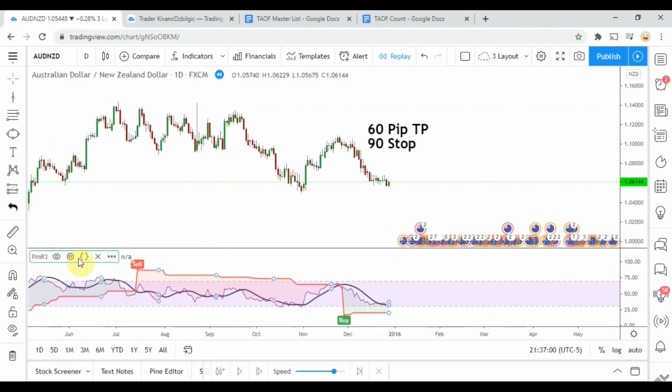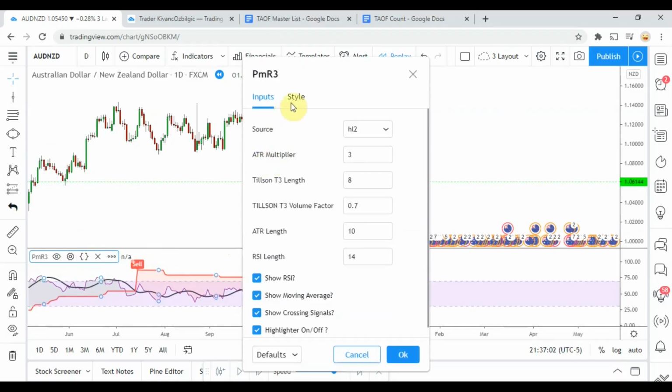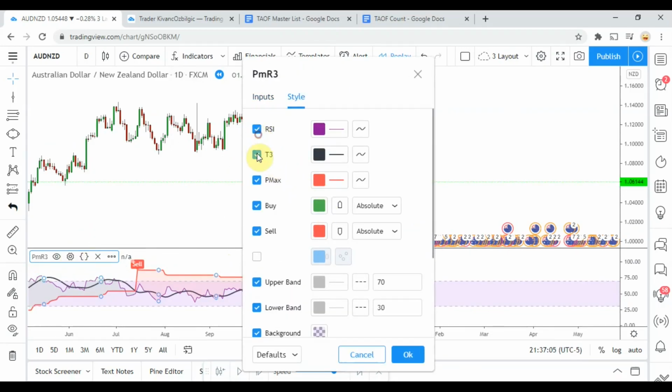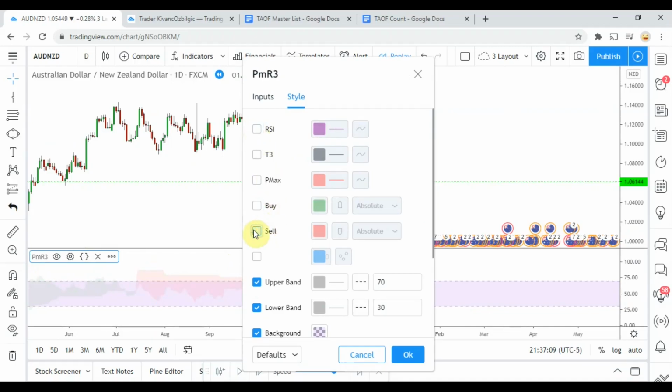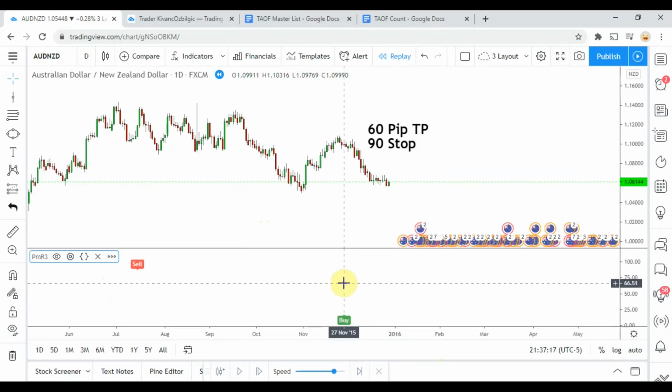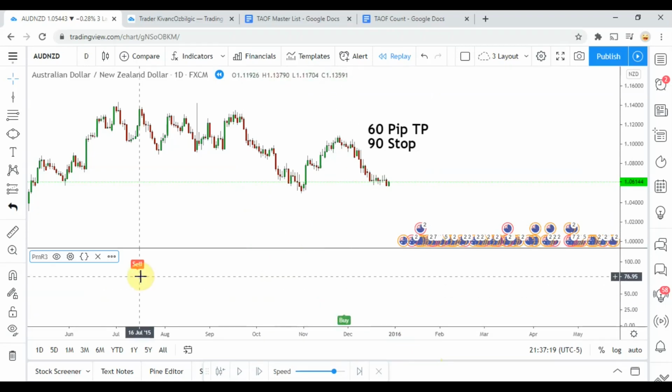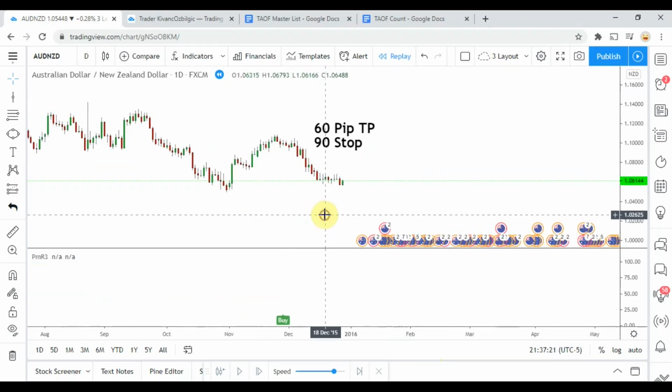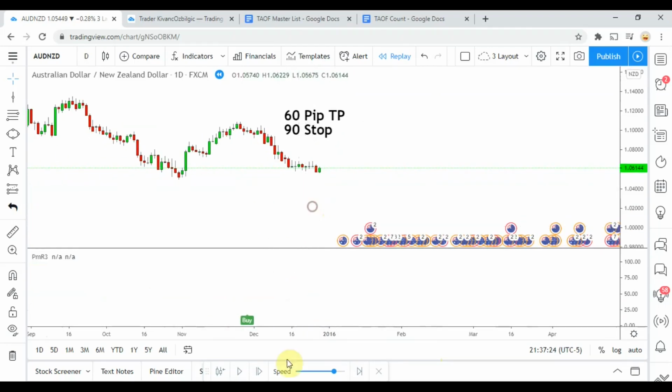I guess technically speaking, if we wanted to, we could probably go in and turn off some of these other aspects of it like that, and basically just look for the buy and the sell. I mean, it's totally up to you how exactly you want to do it. You can leave the rest of it in place, whatever suits your fancy.